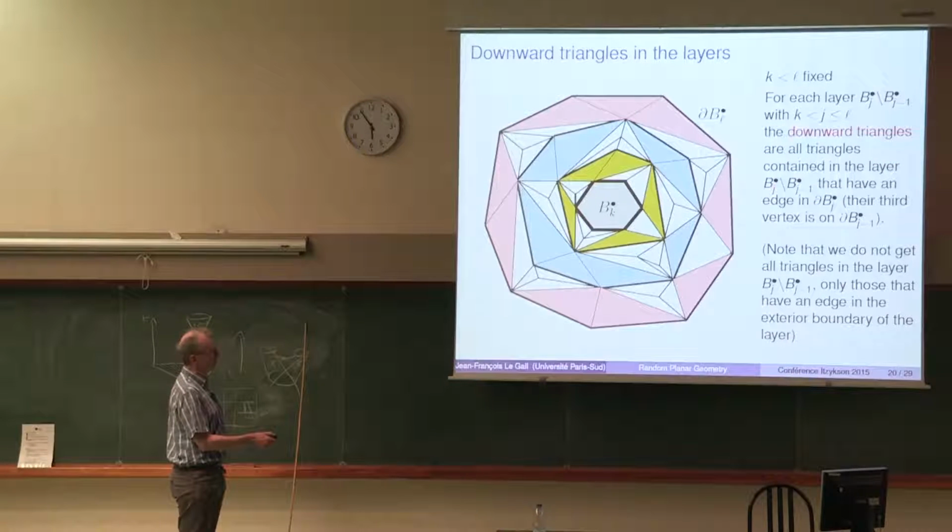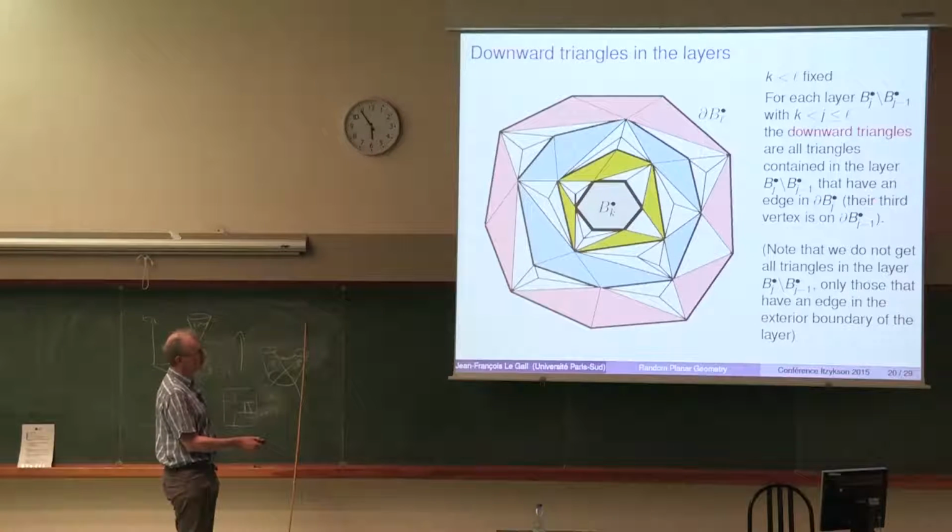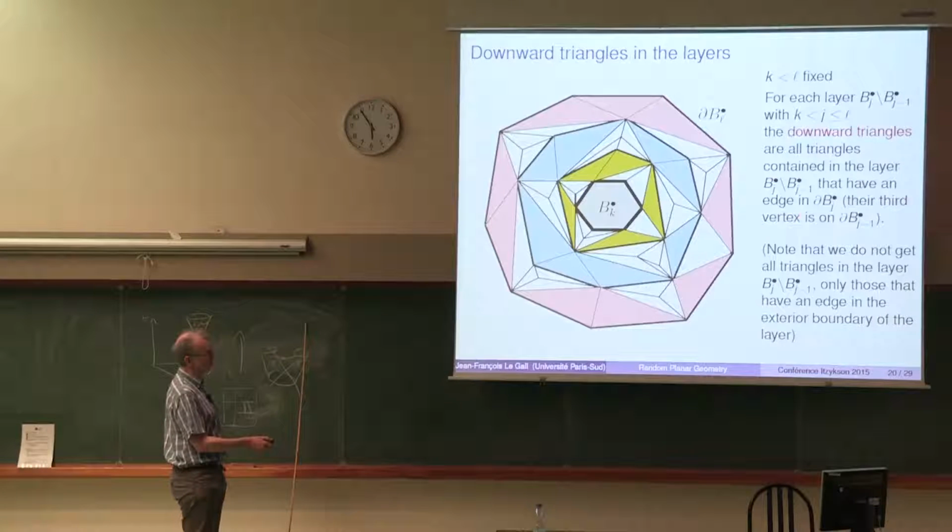You know, B_j minus B_{j-1}, that have an edge in the exterior boundary of the layer. Okay, and then automatically, well, it can be proved. It's very easy to prove. The third vertex of the triangle will be on the interior boundary of the layer.